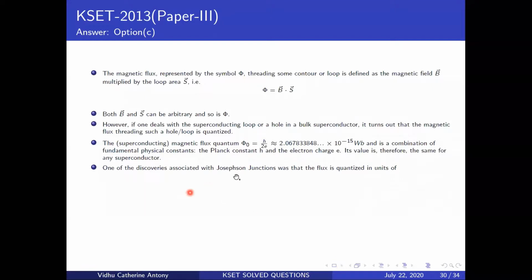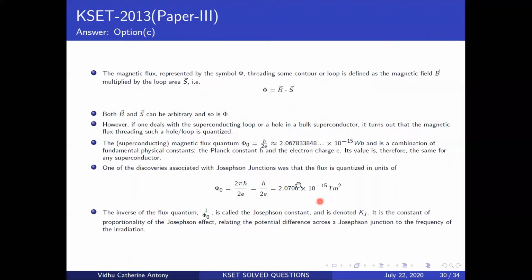Okay, so let's look at this. This is one of the discoveries associated with Josephson junctions, which you should have read about in your SQUID. Basically, the principle of your SQUID is based on Josephson junctions. That's how you calculate this.